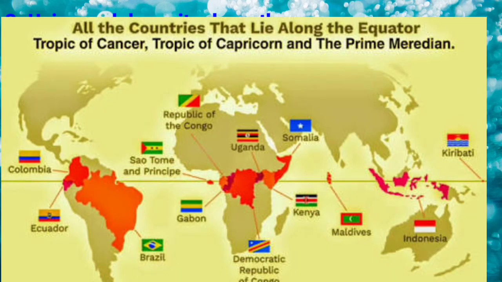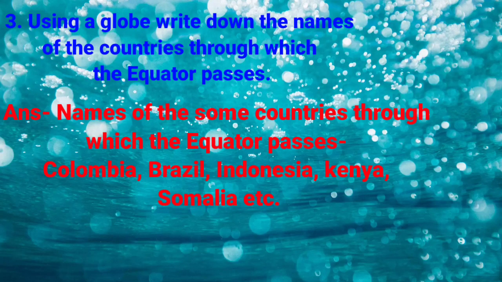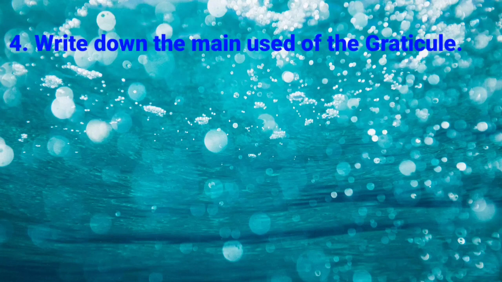Question number 3. Using a globe, write down the names of the countries through which the equator passes. You can see the map. In this map, all the countries through which the equator passes: Colombia, Brazil, Ecuador, these countries are in South America. Kenya, Somalia, these countries are in Africa. Indonesia is in Asia, etc. So write down the answer, the names of some countries through which the equator passes: Colombia, Brazil, Indonesia, Kenya, Somalia, etc.